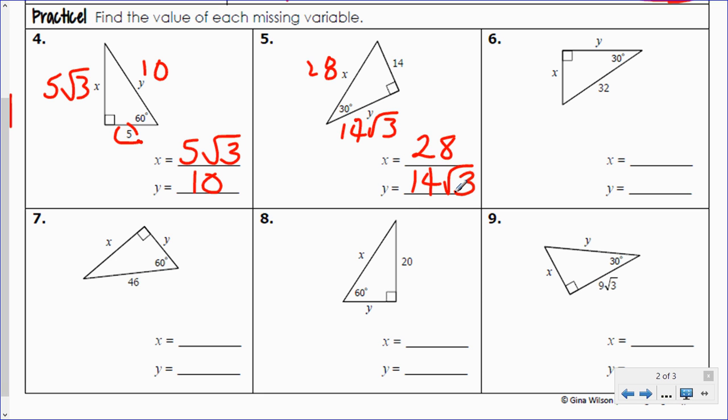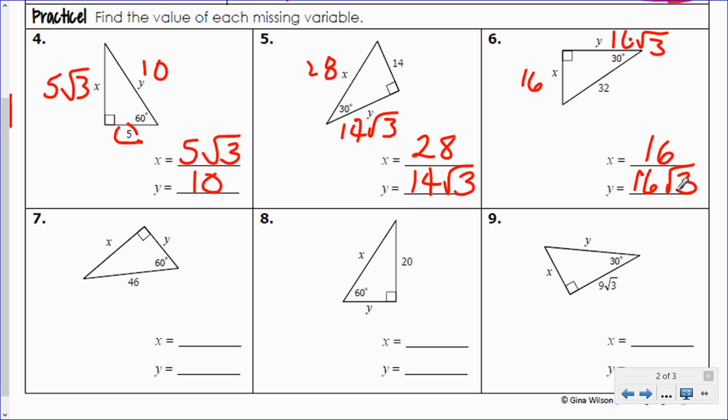Okay, now number 6 is a little different. This time we're given the hypotenuse, but that's okay. Start by finding your shorter leg. All you have to do is take the hypotenuse and divide it by 2. So the shorter leg is 16. And then to find your longer leg, you just take the shorter leg and multiply it by square root of 3. And then you're done.